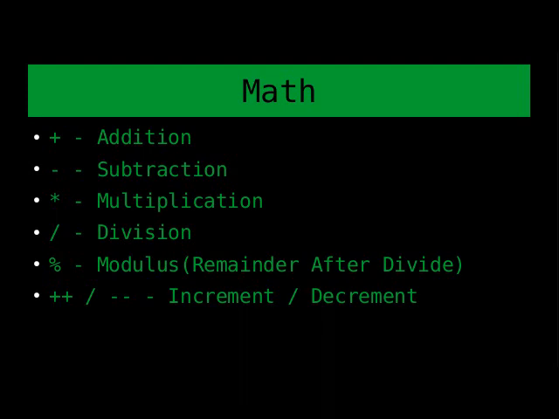30 slash 5 equals 6. In that case, if you assigned x to equal 30 slash 5, x would become 6.